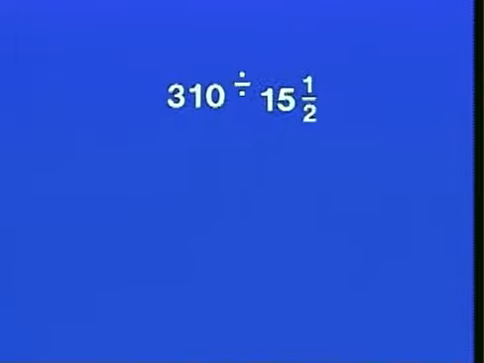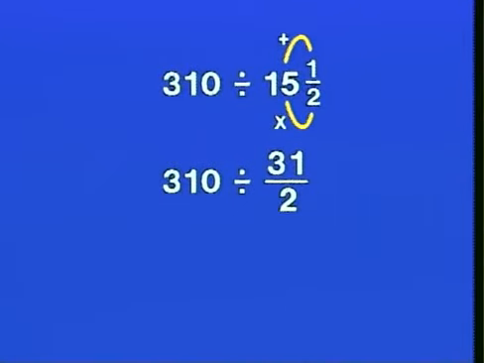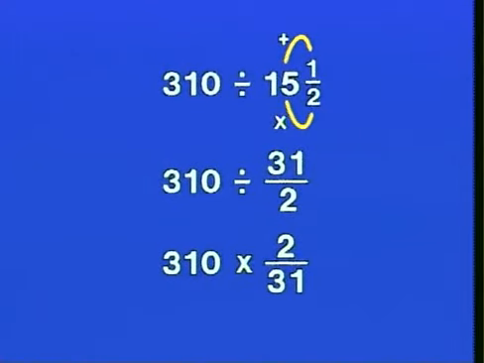So the fraction bar means divide, and away we go. And just like before, we'll change 15 1/2 into an improper fraction. 2 times 15 is 30. 30 plus 1 is 31. So that improper fraction is 31 over 2. And now we change the sign to times, flip over the fraction. So we're multiplying 310 times 2 over 31. The 310 is thought of as 310 over 1. And away we go with the multiplication.